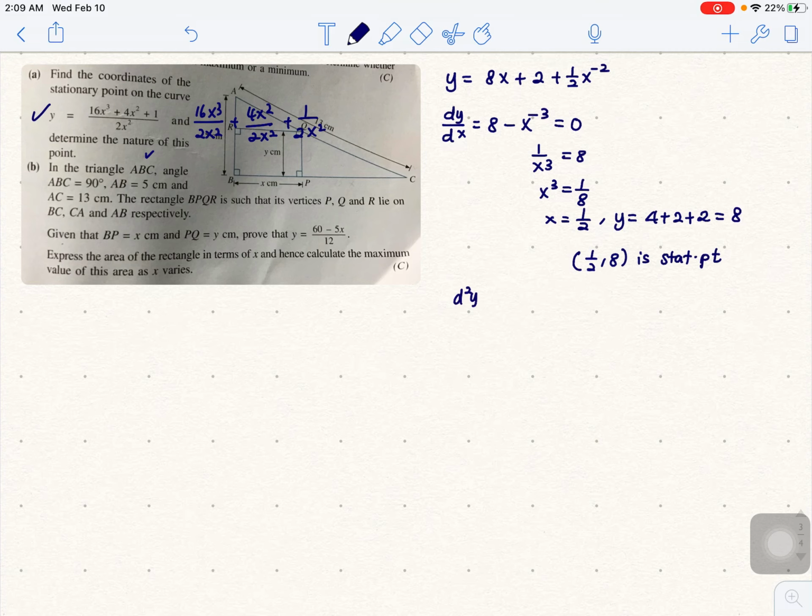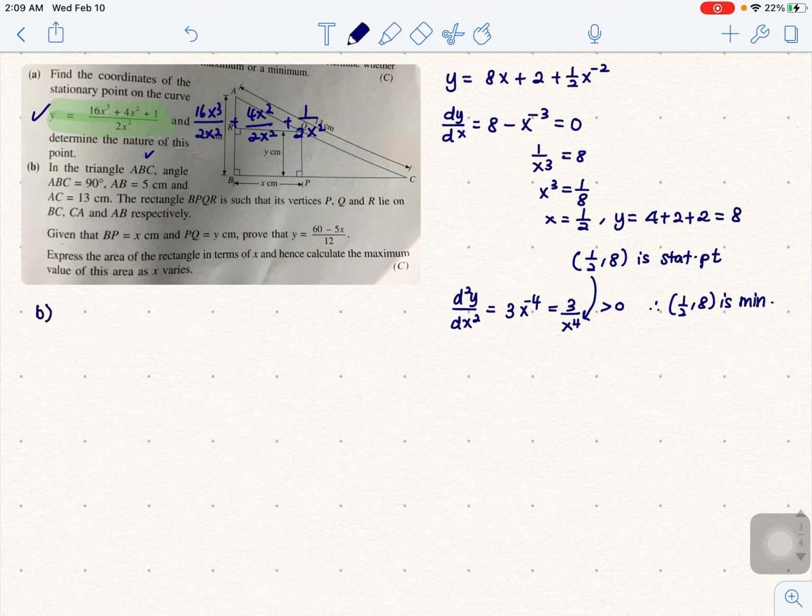To check the nature, we do the second derivative. So looking at this, it is definitely a positive function. So you take your x and you put it here, it's more than 0. Therefore, this particular point is a minimum. If you don't trust me, you can just open up your Desmos, sketch this curve, and then you will see that half comma 8 is actually the minimum point.